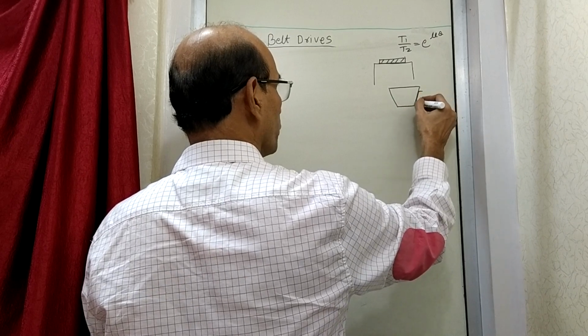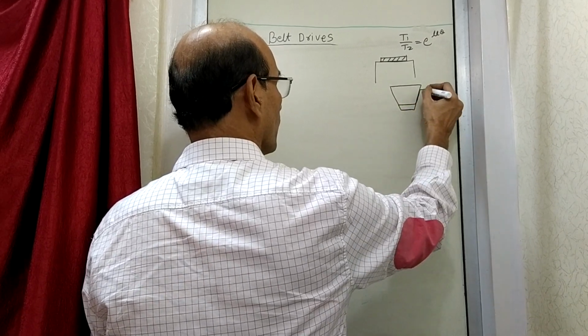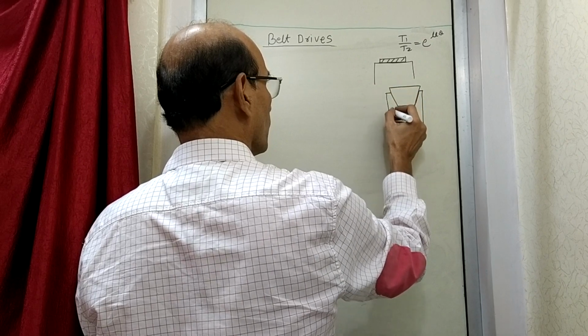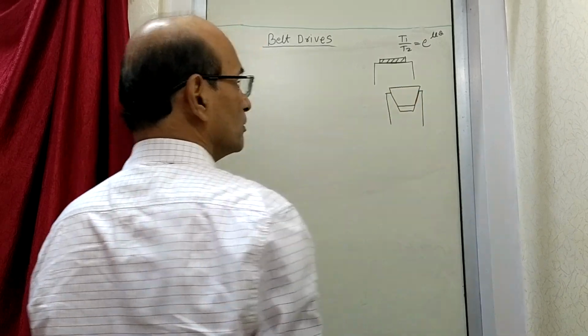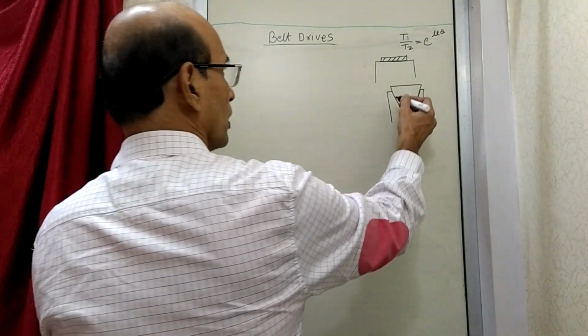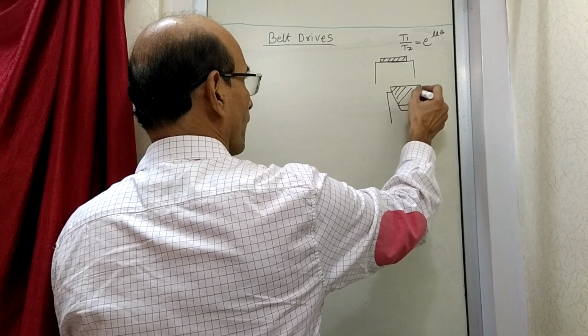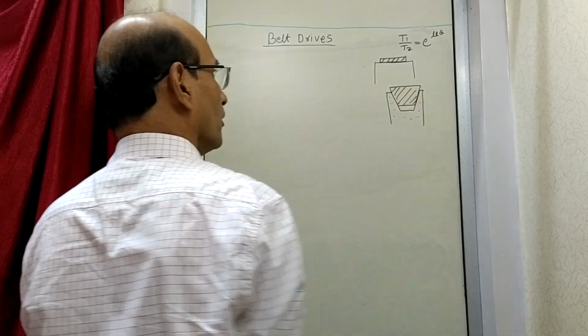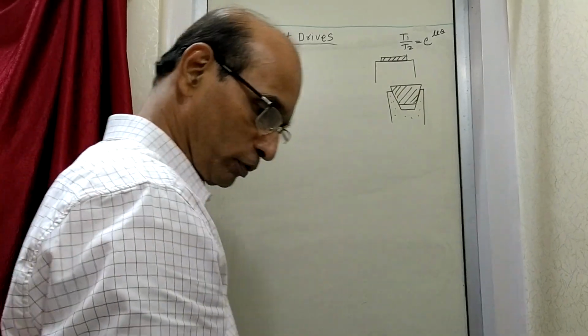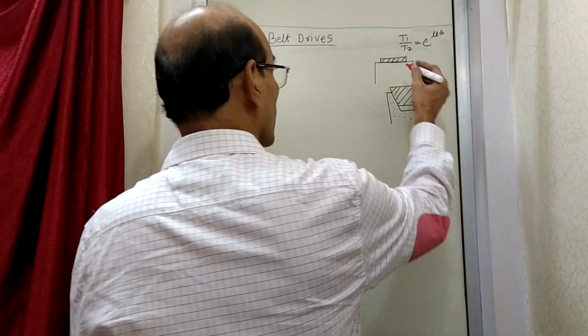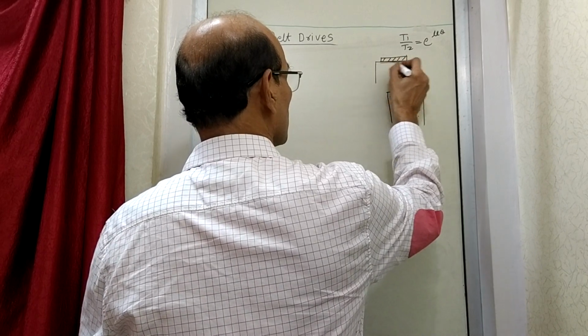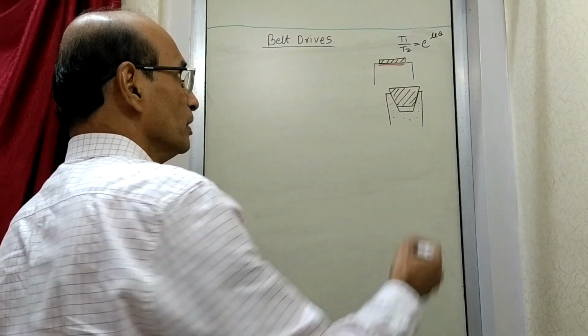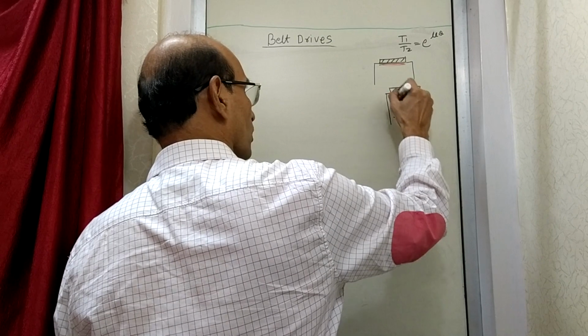and it is sitting in a pulley whose shape is like this. So now the belt is here and the pulley is here, and you will notice the difference in the type of contact. Here the contact surface was at this place. Here the contact surface is on the sides.